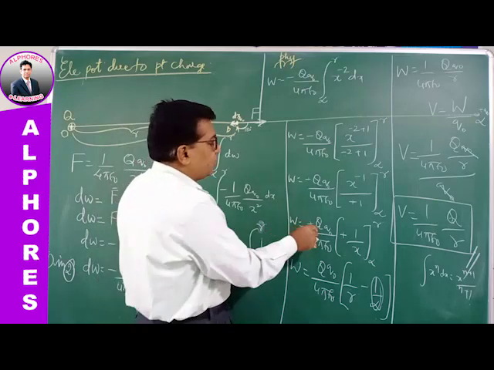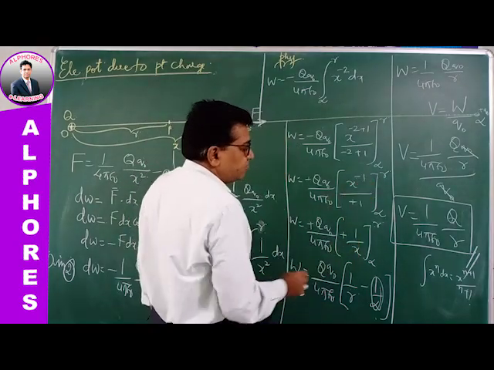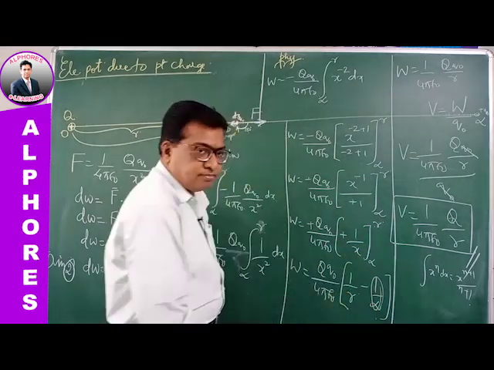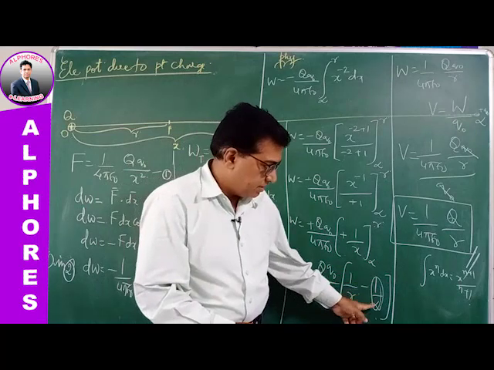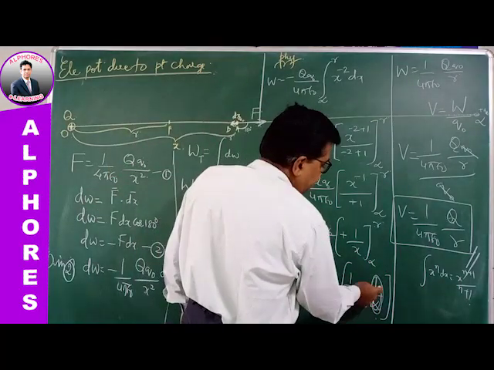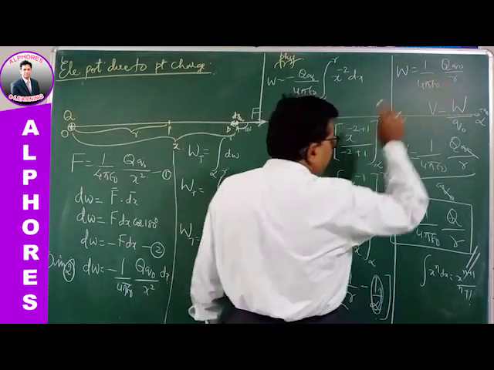So therefore, Q q naught by 4 pi epsilon naught times x to the power minus 1, writing it as 1 by x, from infinity to r, upper limit minus lower limit. So 1 by r minus 1 by infinity. We know 1 by infinity is 0. So the work done is 1 by 4 pi epsilon naught, capital Q small q naught by r.